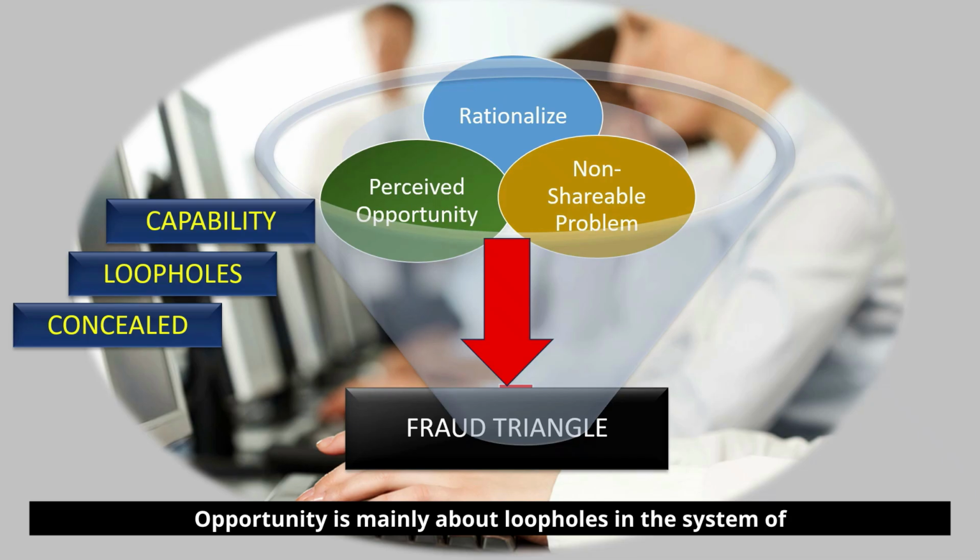Opportunity is mainly about loopholes in the system of controls that should be in place to guard against fraud. Clever frauds tend to be hidden from view and concealed so that they remain undetected for some time. For example, forged write-offs are one way of covering up funds that have been illegally removed.